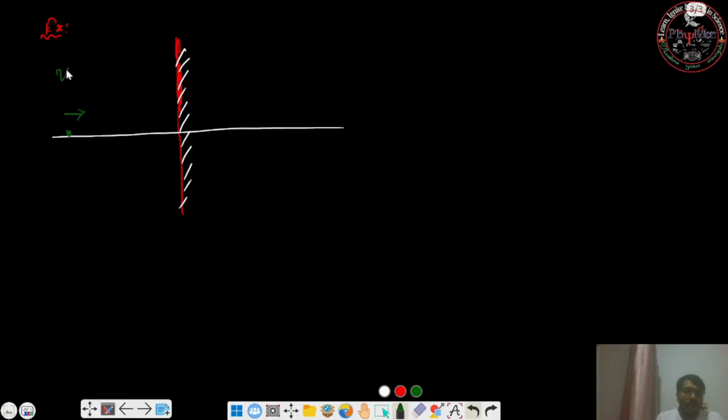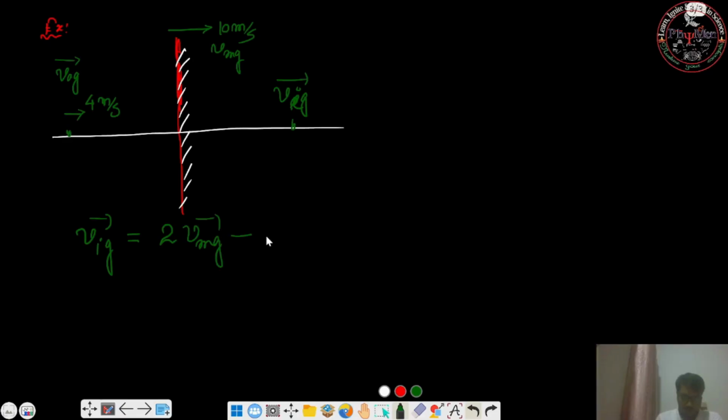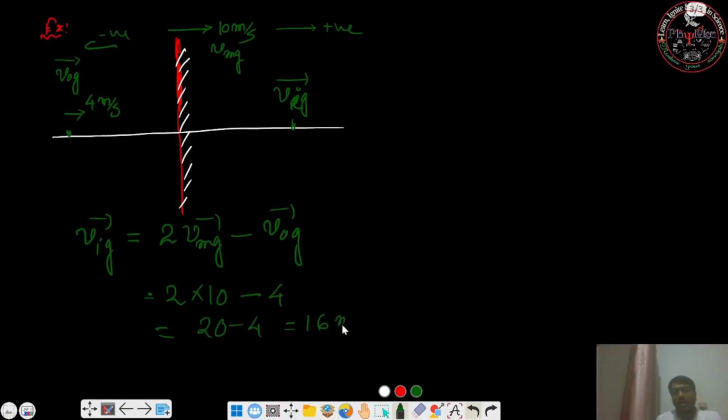This object, velocity of the object with respect to ground, is given as 4 meter per second. And this mirror is moving along this direction at 10 meter per second. That is the velocity of the mirror with respect to ground. So we need to find out the velocity of the image with respect to ground. Using the formula, velocity of the image with respect to ground is 2 times the velocity of the mirror with respect to ground minus velocity of object with respect to ground. So 2 times the velocity of mirror is given as minus 10 i cap, because in this direction I am taking it positive and এইফালে মই negative লৈছো, 2 into 10 minus velocity of object with respect to the ground, which is 4. So আমি লিখিম 20 minus 4, আমি answerটো পাম 16 meter per second. So this is very simple.